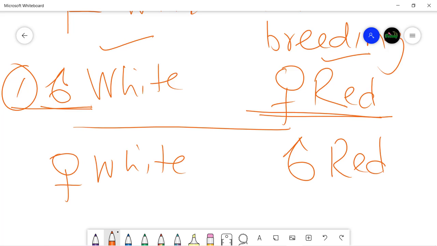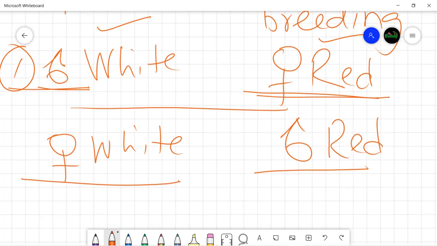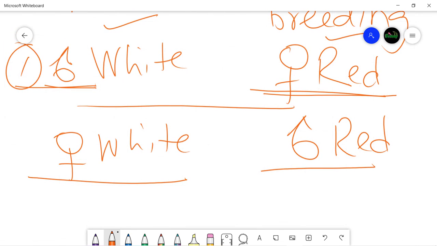In the next cross, he took a white-eyed female and crossed it with a red-eyed male. He was surprised to see that the results of these two crosses were totally different, and this is contrary to what we have seen so far, or what Mendel found out.